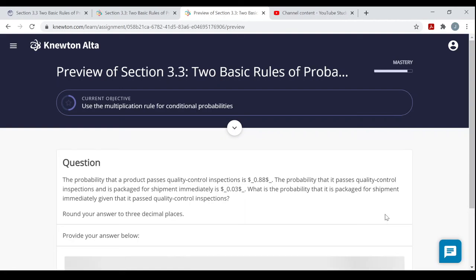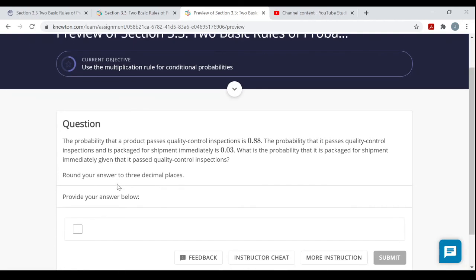All right, so I'll do one more of these and then probably just do a cheat on the last one and get it over with. But you see what's going on, hopefully, with this formula for conditional probability. So here, the probability that a product passes quality control inspections is 0.88. The probability that it passes quality control inspections and is packaged for shipment immediately is 0.03. What is the probability that it is packaged for shipment immediately given that it has passed quality control inspections?